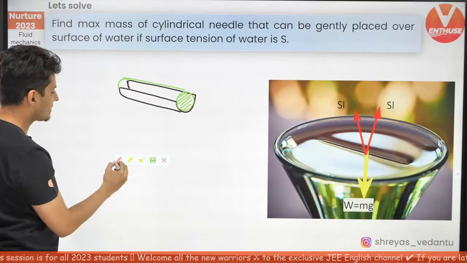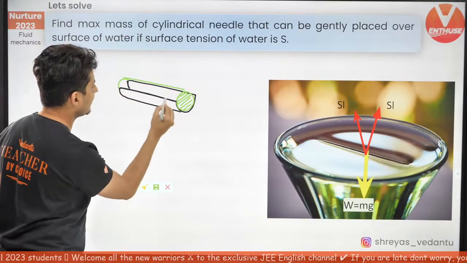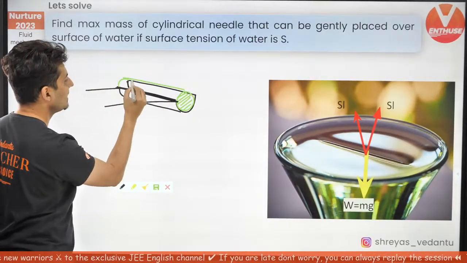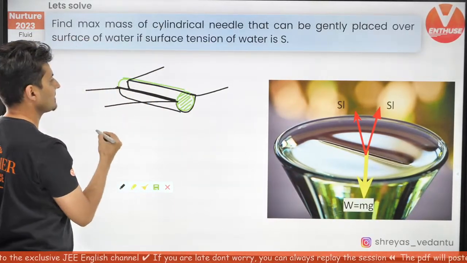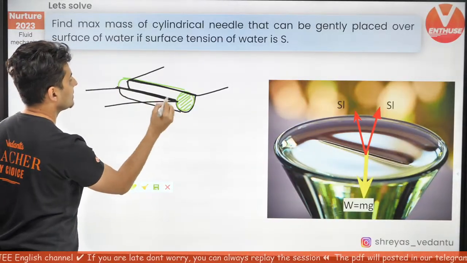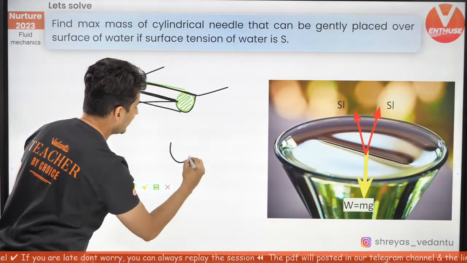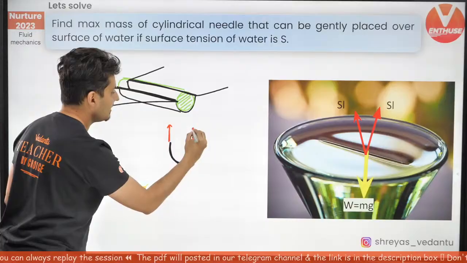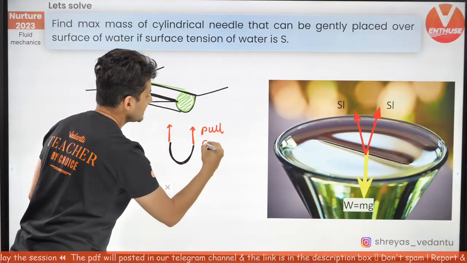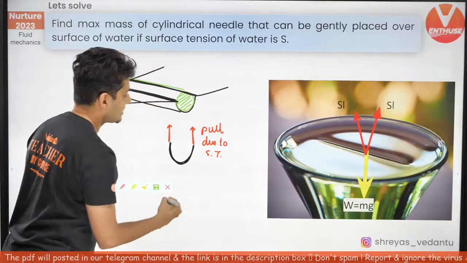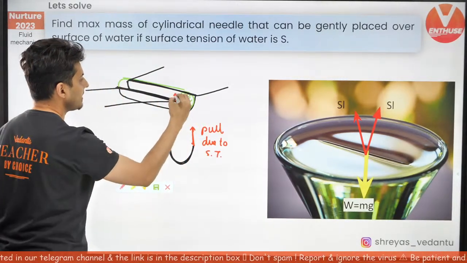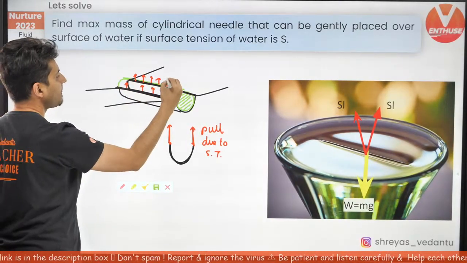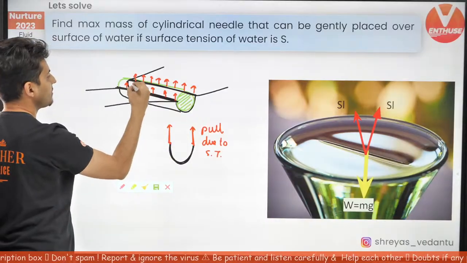So if you notice what's going to happen, this is the line on which the force of surface tension is going to act, and also on this line, because this is that surface. This is the surface of the fluid, this is also the surface of the fluid, and if you look at it from here, the force of surface tension will try to pull. These are the pulls due to surface tension. It's there here and here. What do you think each of these forces will be?